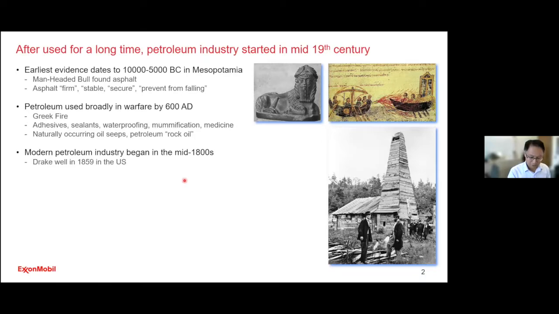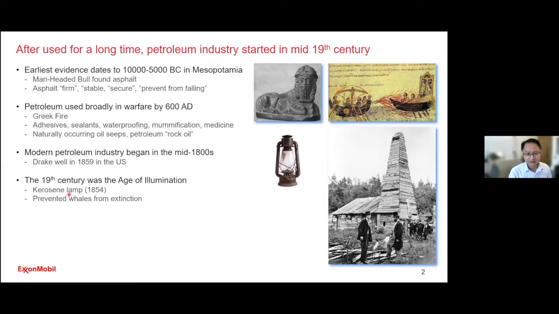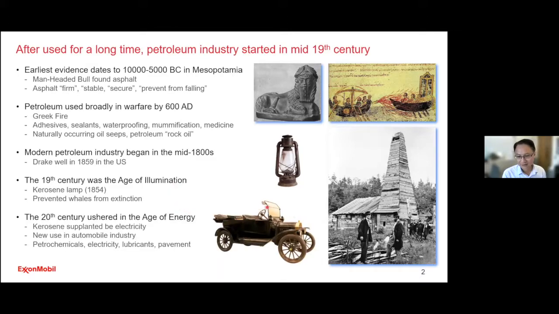The first use of petroleum was for illumination, so the kerosene lamp was used. Petroleum helped prevent the whales from extinction, because before that, the whaling industry was one of the major industries. For a long time, people hunted whales for whale oil for illumination. But after a few decades, electric lights came out, and a new use was found. That's the Ford vehicle, the mass production. Since then, the oil and petroleum industry has been picking up.